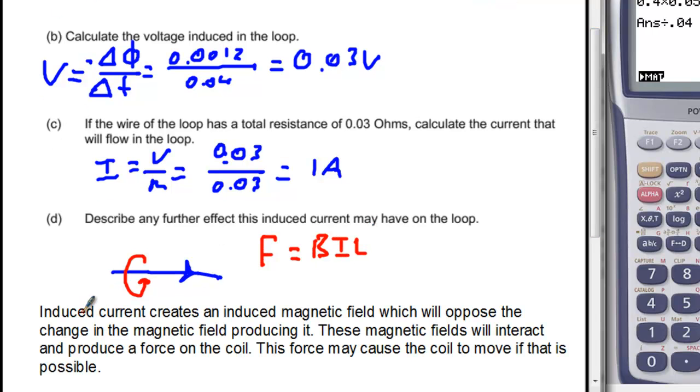In a more formal sense, the induced current creates an induced magnetic field, our red line, our B field, which will oppose the change in magnetic field producing it, the external field which created this voltage and this current. These magnetic fields will interact and produce a force on the coil. This force may cause the coil to move if that is possible. If this wire is fixed, obviously it won't move, but it will still experience a force. If the wire or coil isn't fixed, then it will be able to move.